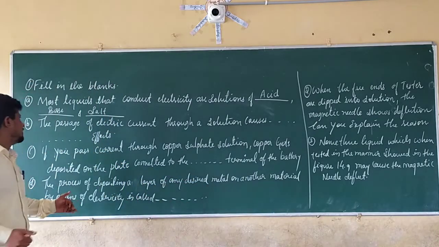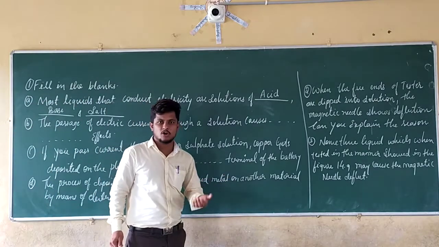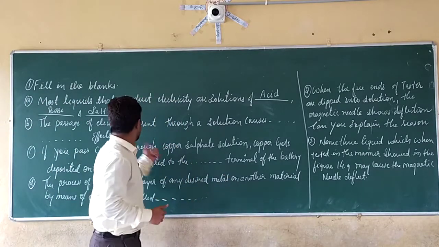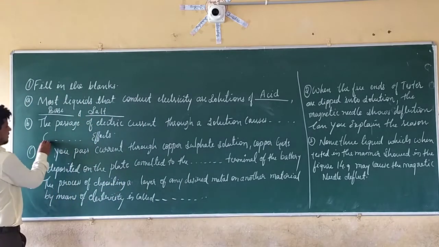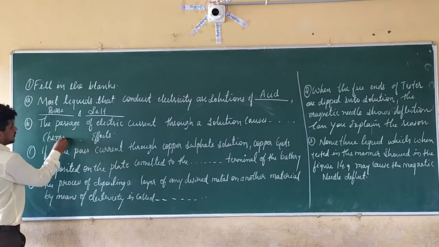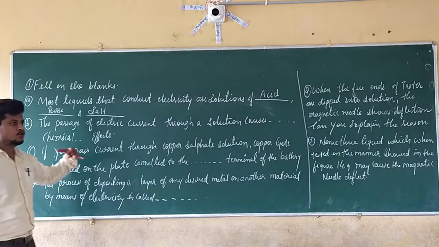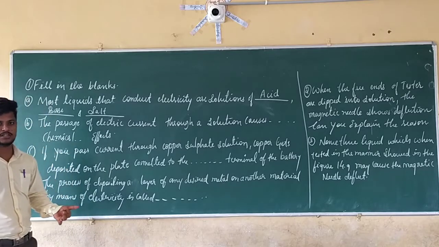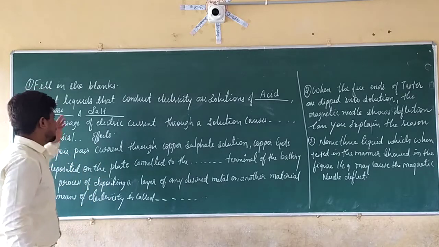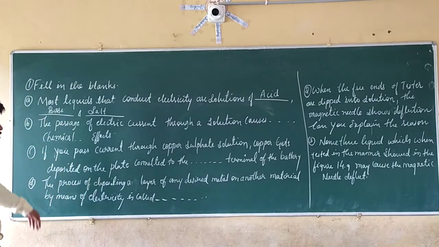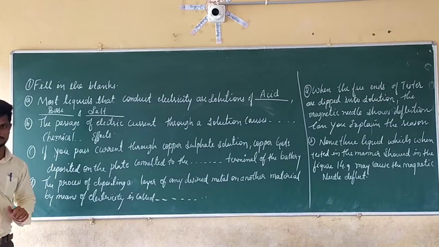In the same manner, the passage of the electric current through a solution causes what? It causes a chemical effect. There will be a change in the formation of those molecules which are present in the solution, so that they are going to dissociate. Because of the dissociation, there will be a chemical change. Because of the chemical change, the chemical effects are going to happen. So the passage of the electric current through a solution causes chemical effects.